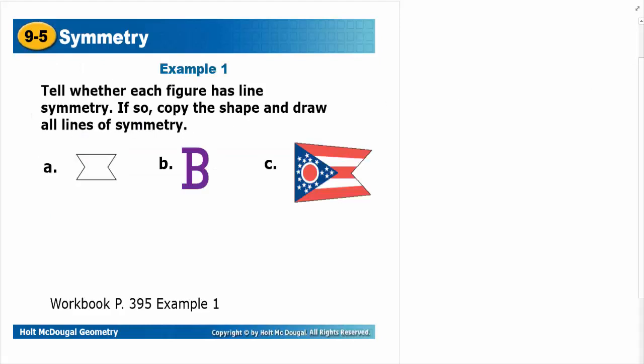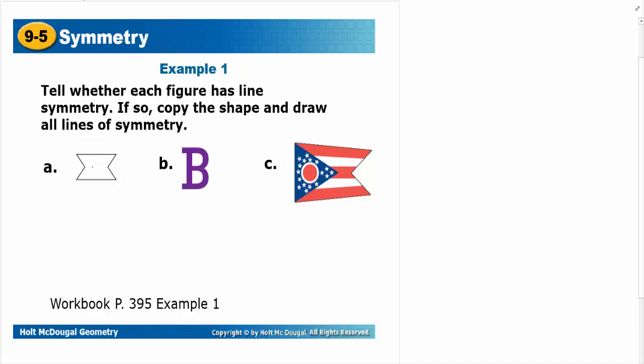Alright, so that being the concept, we just need to be able to find our own lines of symmetry. So here we're going to first tell whether each figure has a line of symmetry, and if so, we're going to copy the shape and draw all lines of symmetry. Now, I don't need to do that because I have the shapes, but you need to draw the shapes. So the first one's fairly easy to draw, so that's nice. So we're going to go ahead and draw a line of symmetry here if they have them.